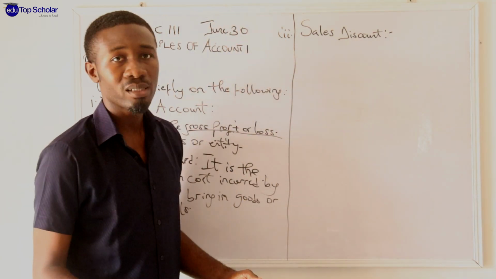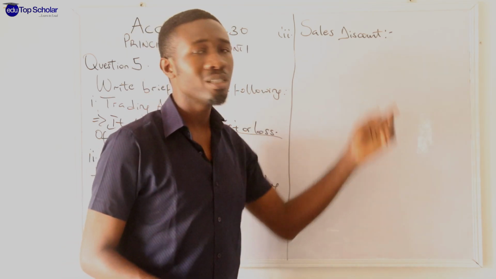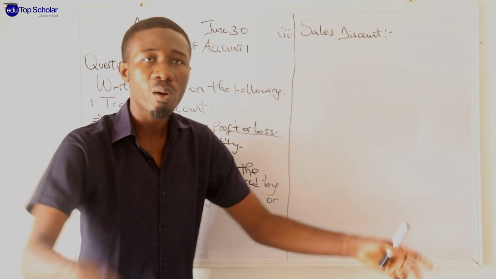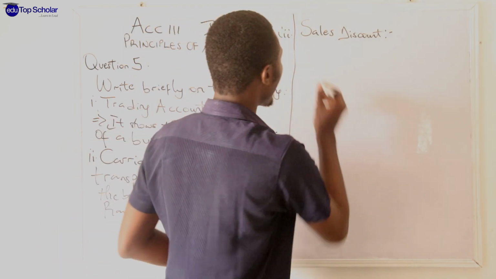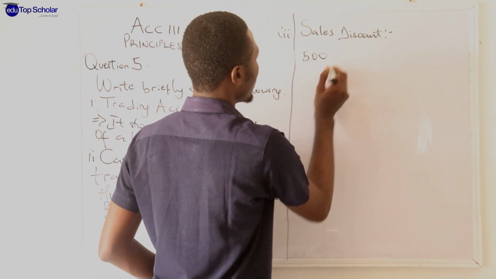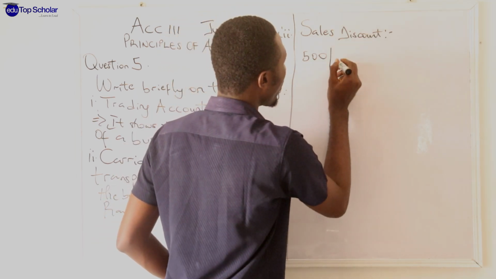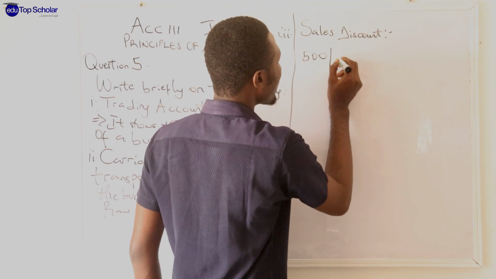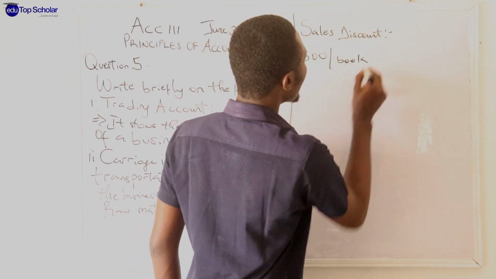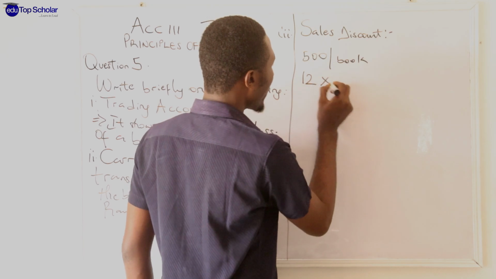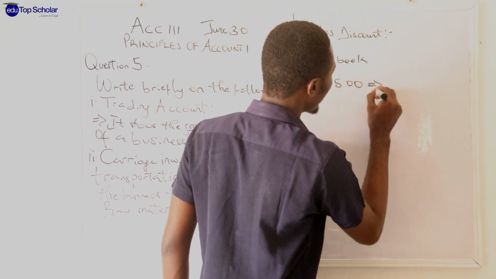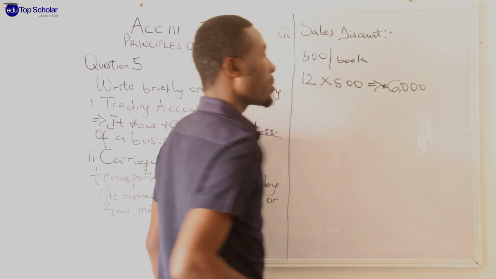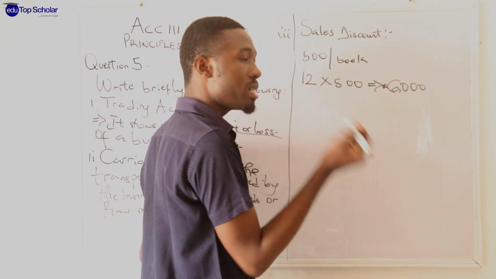It can be for two different reasons. Number one, it can be to induce early payment, or it can also be to induce bulk purchase. For instance, let's say we sell exercise books for 500 naira per book. But the person wants to buy 12, so the person is supposed to pay 500 times 12, which will amount to 6,000 naira.